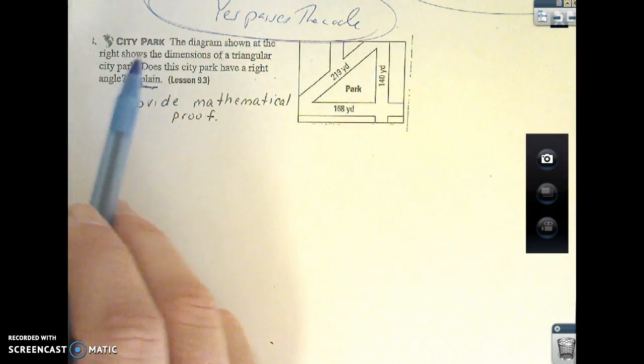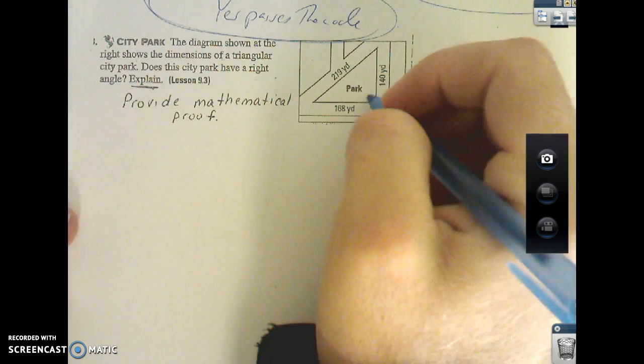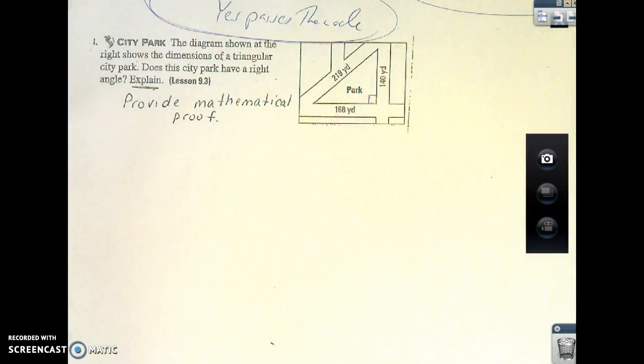Next one. City park. The diagram at the right shows the dimensions of a triangular city park. Does the city park have a right angle? Meaning, is this a right angle right here? Okay, this is the easiest problem. Please all do this problem on the test.